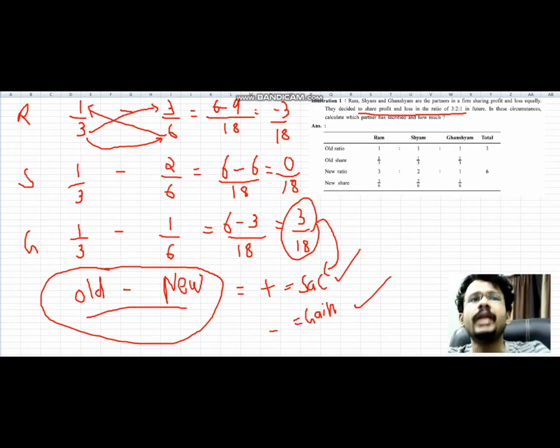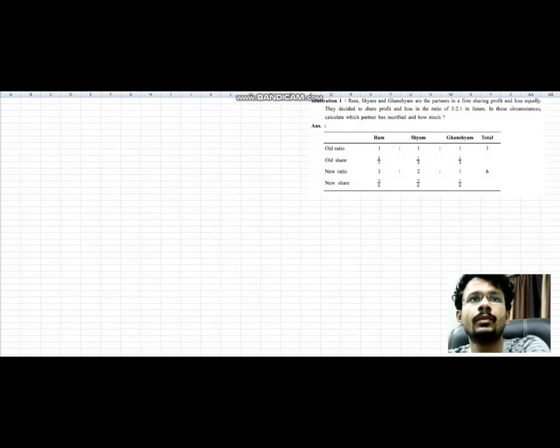Now let us look at the gaining ratio. Let us find the gaining ratio in this itself. When I am finding the gain ratio, friends, your formula will be new minus old. So R as it is, and G also as it is. This time I'll write the new ratio first because it is gain.